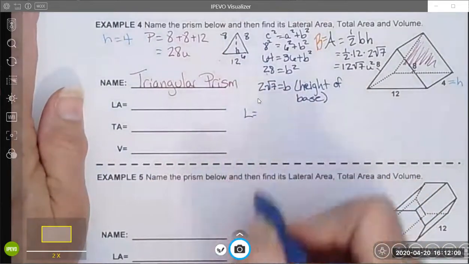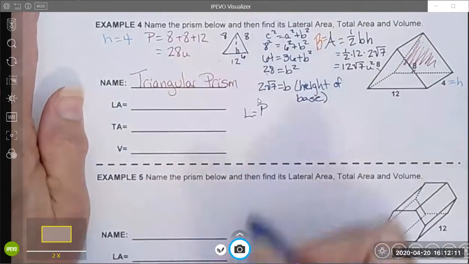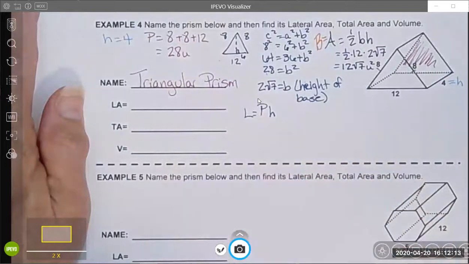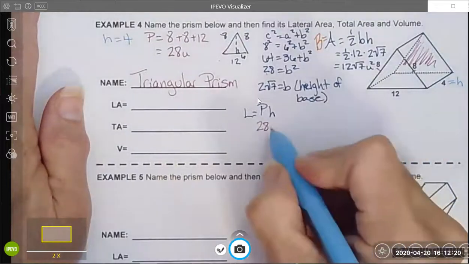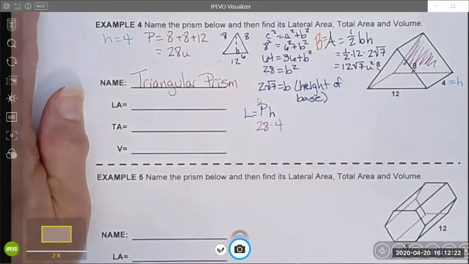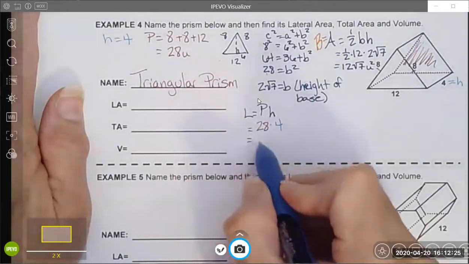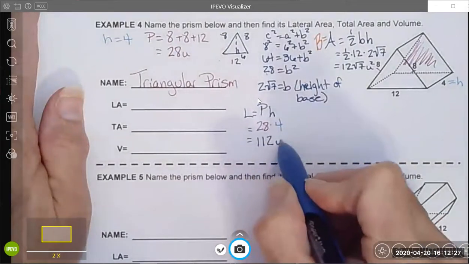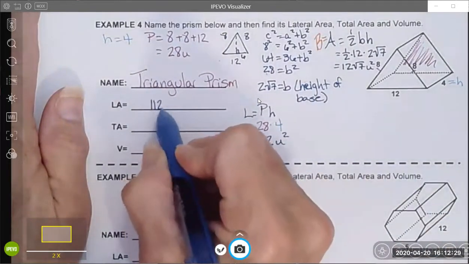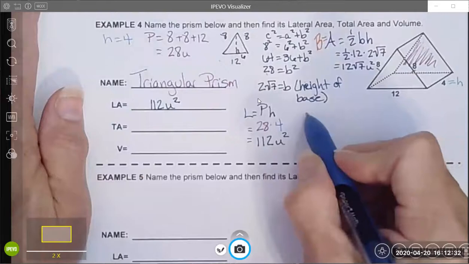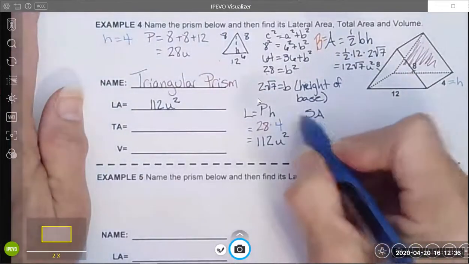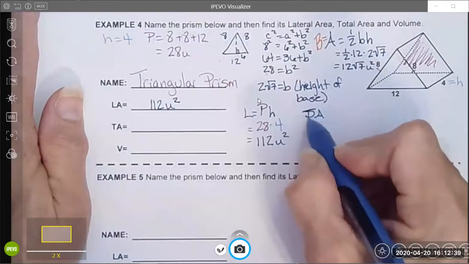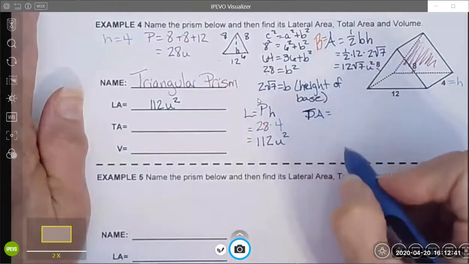Let's do that. Lateral area, the perimeter of the base times the height of the prism. In this case, my perimeter was 28 units, and the height of my prism was 4, giving me a total lateral area of 112 units squared. The total surface area, you could also label this as TA, I think I've totally miffed that, but we're going to go with it.